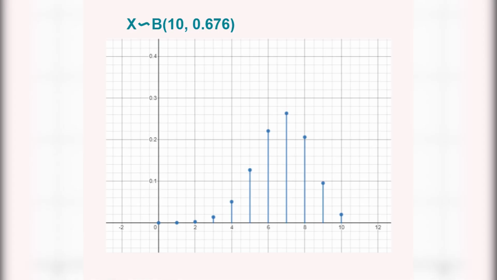And for the experimental values, which consist of 35 trials, the probability of success equals 0.676, and the probability of failure equals 0.324. The mean is 23.66, the variance is 7.666, and the standard deviation equals 2.769. This is our binomial distribution graph. The probability of getting a consonant is 0.676.